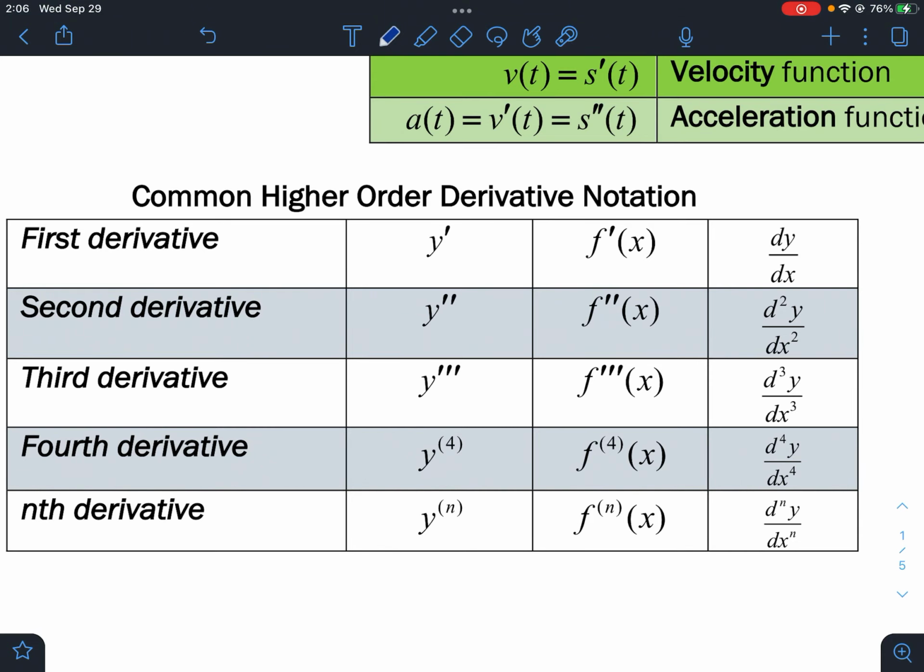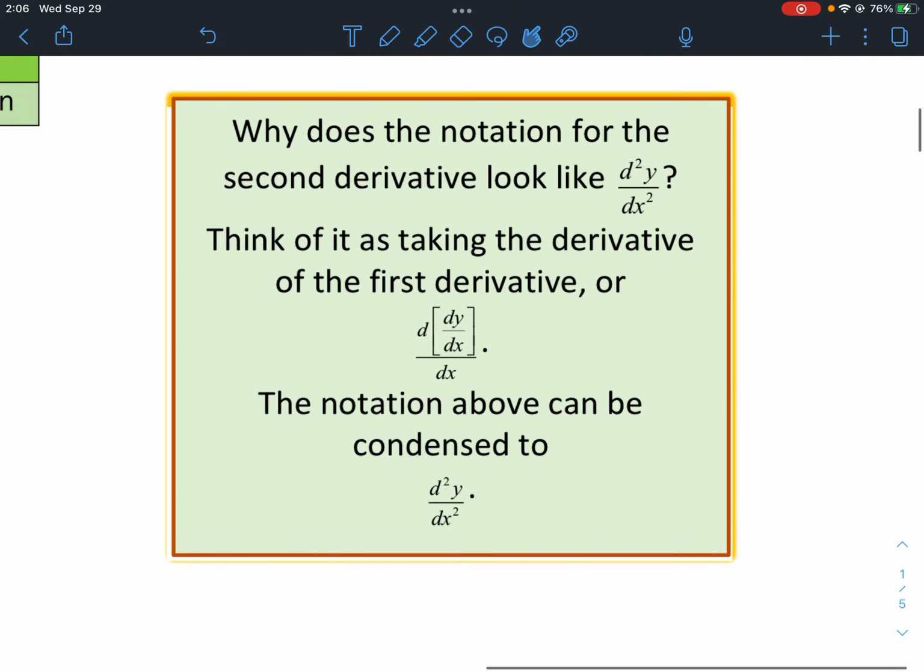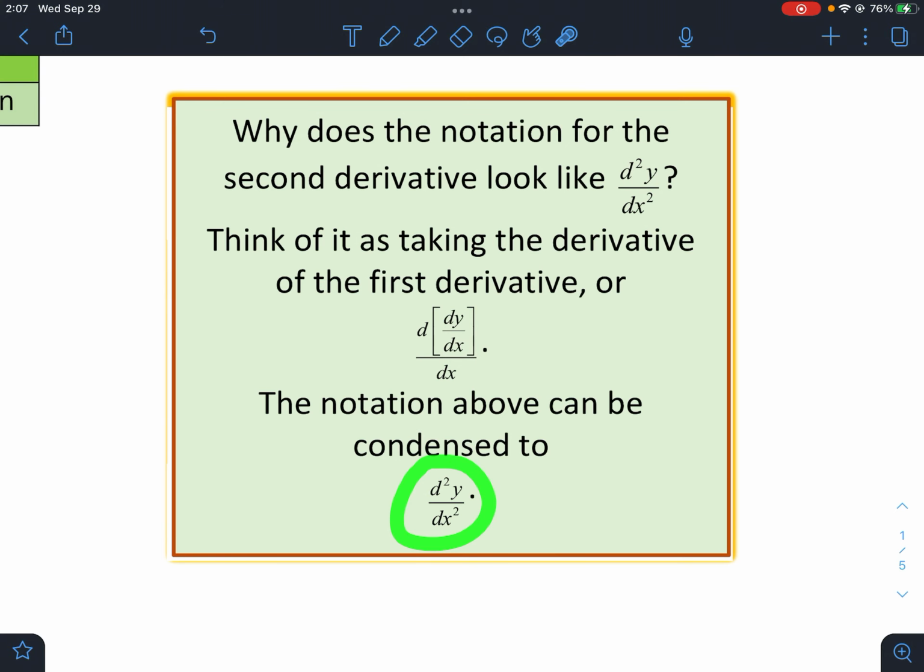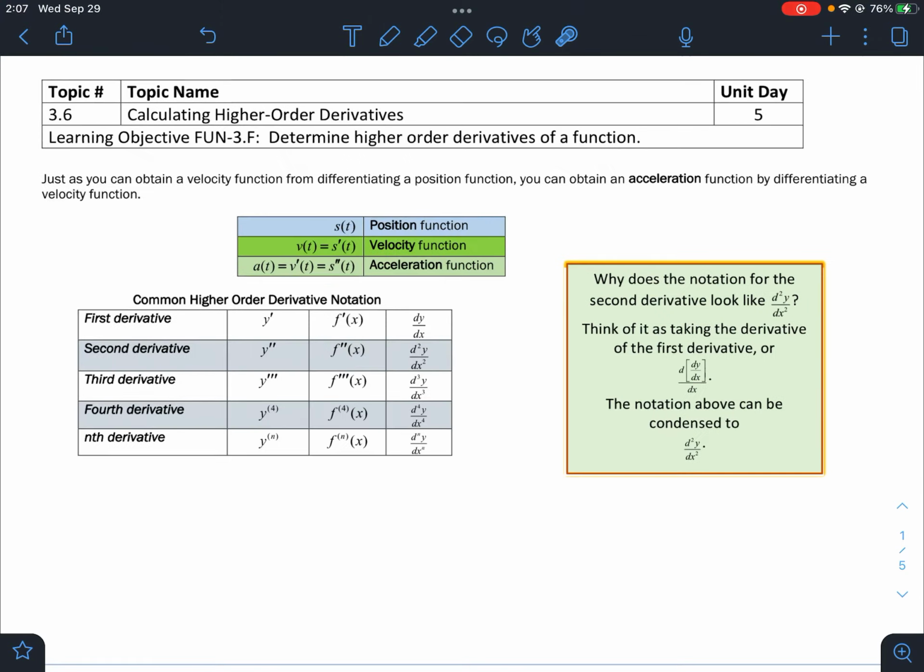Why the parentheses? Because if we just wrote this, you might think of that as y to the fourth. So if we put parentheses around it, that means the fourth derivative. Okay? So anything higher than 3, like I said, so anything to the nth power, that's how we'll write it. All right, so why does the notation for the second derivative look like that, or third derivative, or fourth derivative? Think of it as taking the derivative of the first derivative, or this. The notation above, we can condense down to that form there. Okay, and that's the same for third derivative, fourth derivative, or anything higher than first derivative.